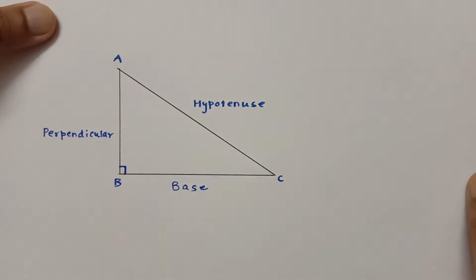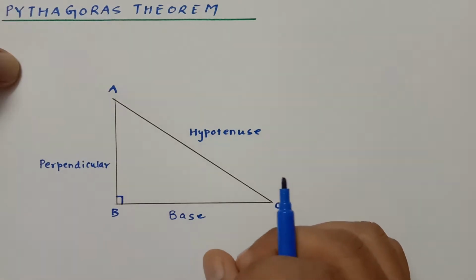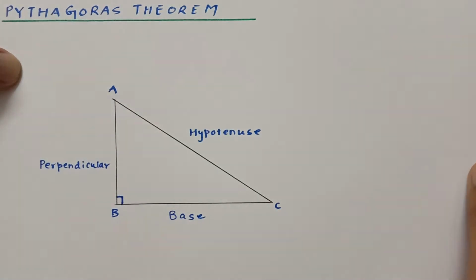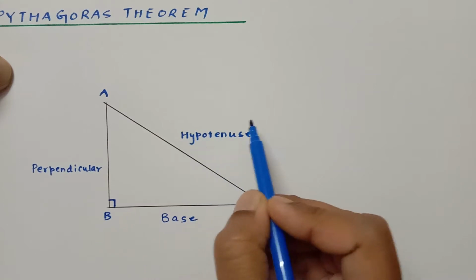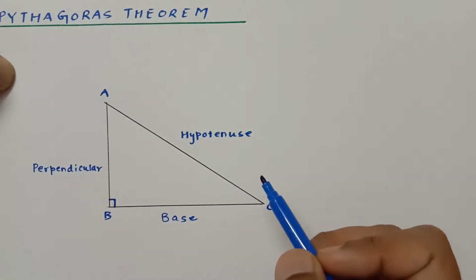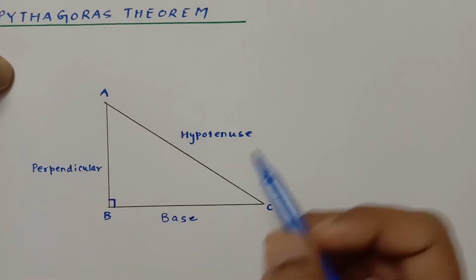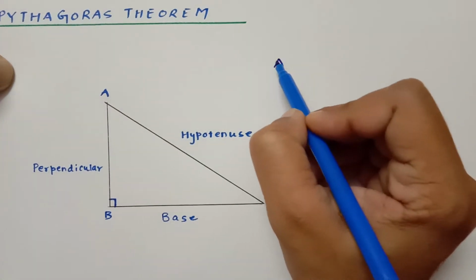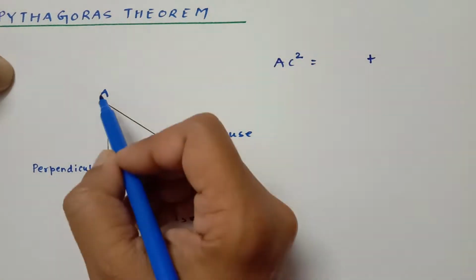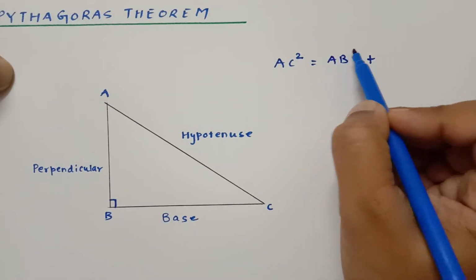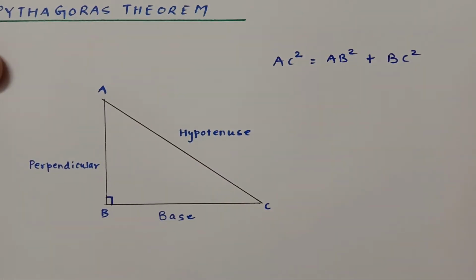Now, Pythagoras theorem states that you can only apply Pythagoras theorem if you have a right angle triangle. So in any other triangles, you can't apply this theorem, right? So Pythagoras theorem states that square of hypotenuse in a right angle triangle is equal to sum of squares of remaining two sides, which means the square of hypotenuse, that is AC square, is equal to sum of squares of remaining two sides. This is the Pythagoras theorem, as simple as that.